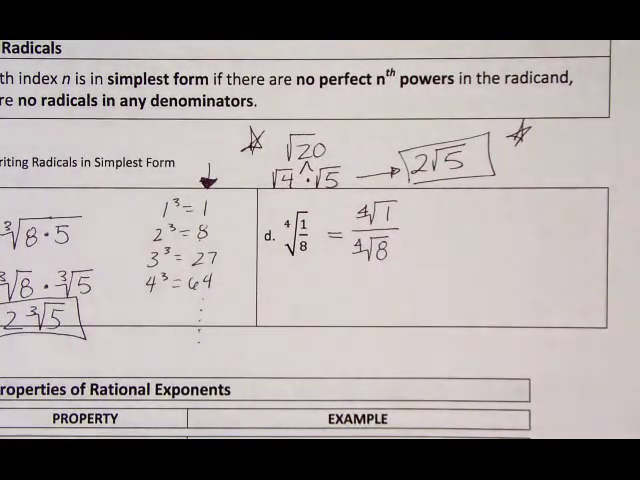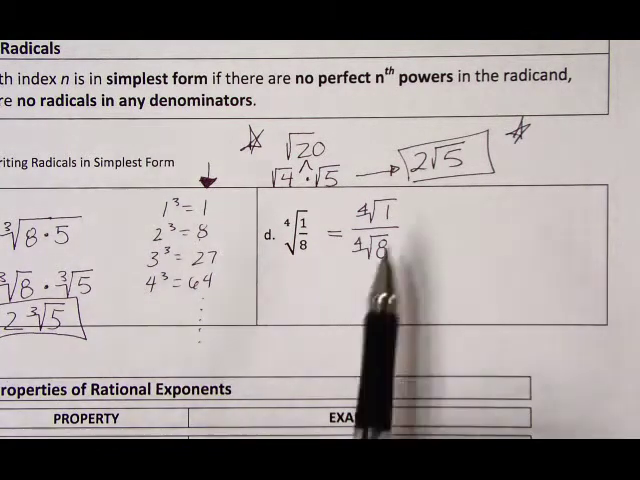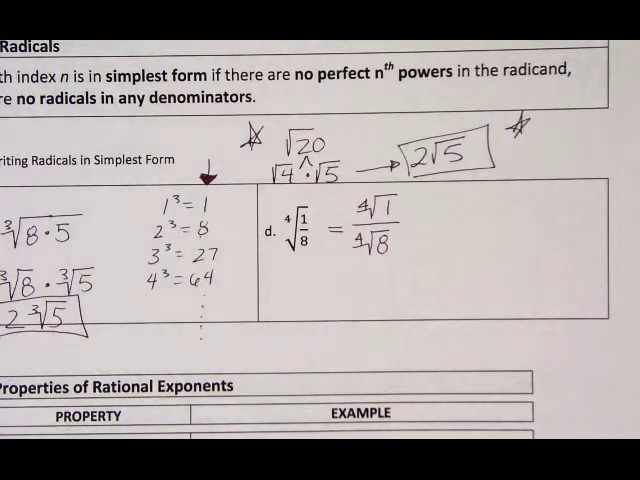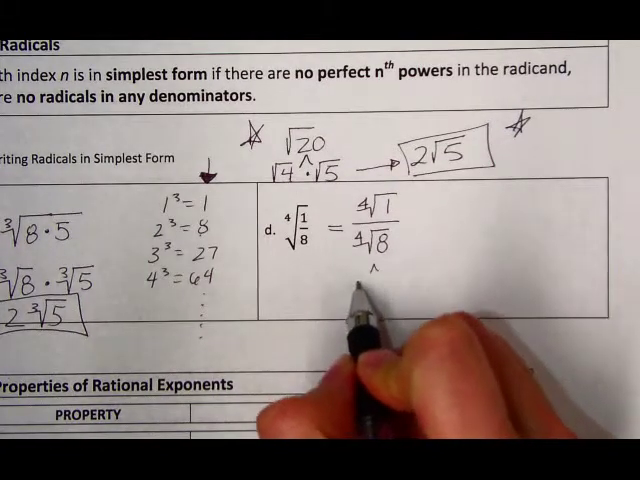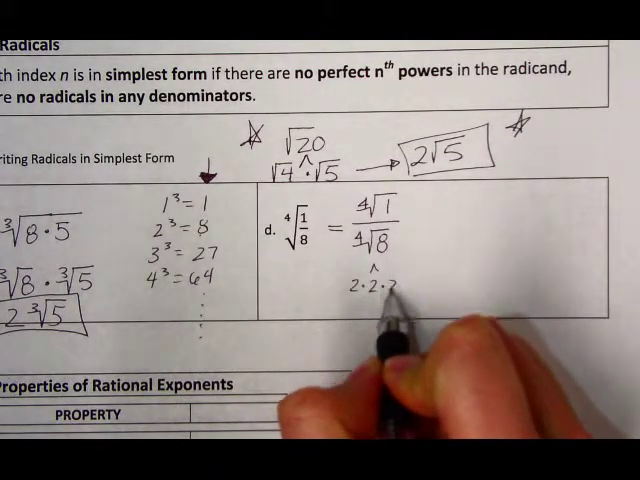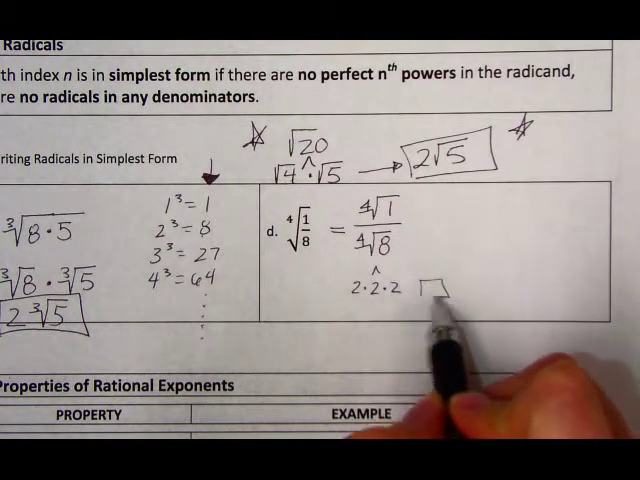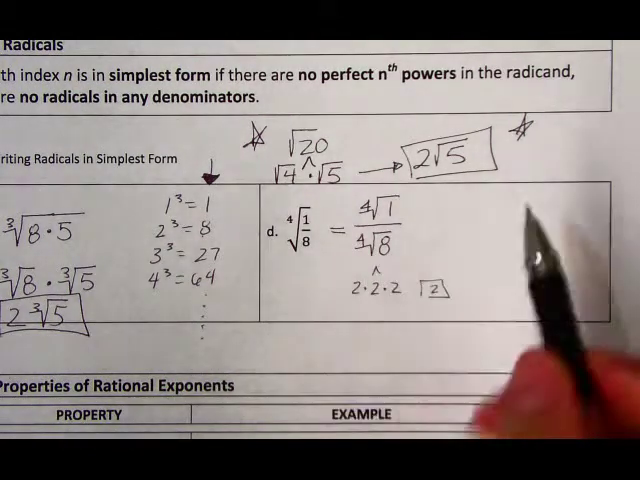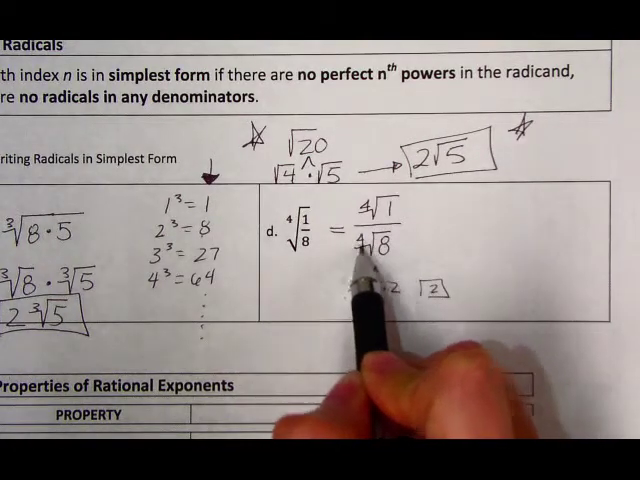So again, our index is 4, which means we have to have 4 of the same number inside my radical in order to be able to pull out a perfect number. So in this case, we know that 8 can be broken down into 3 2's, right? But we're missing another 2 somewhere that would allow us to have 4 2's to be able to pull out of an index of 4.